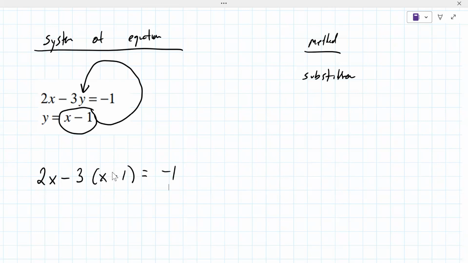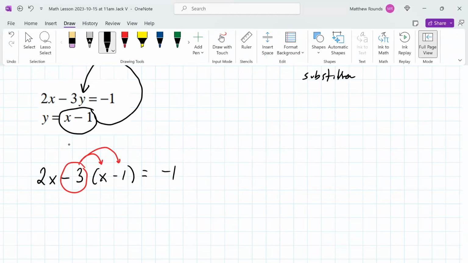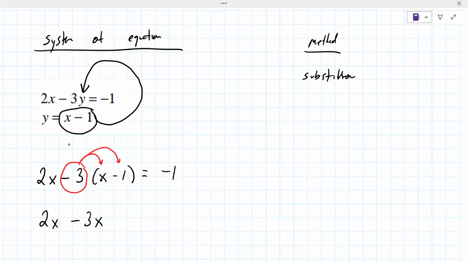All right. Now, in terms of simplifying, solving, and then simplifying, or simplifying and then solving, there is an equal sign. You're going to simplify the left-hand side. So you want to treat this -3 here as a multiplier into both of these. This becomes 2x minus 3x plus 3 equals -1. Do you remember how to solve it from here?